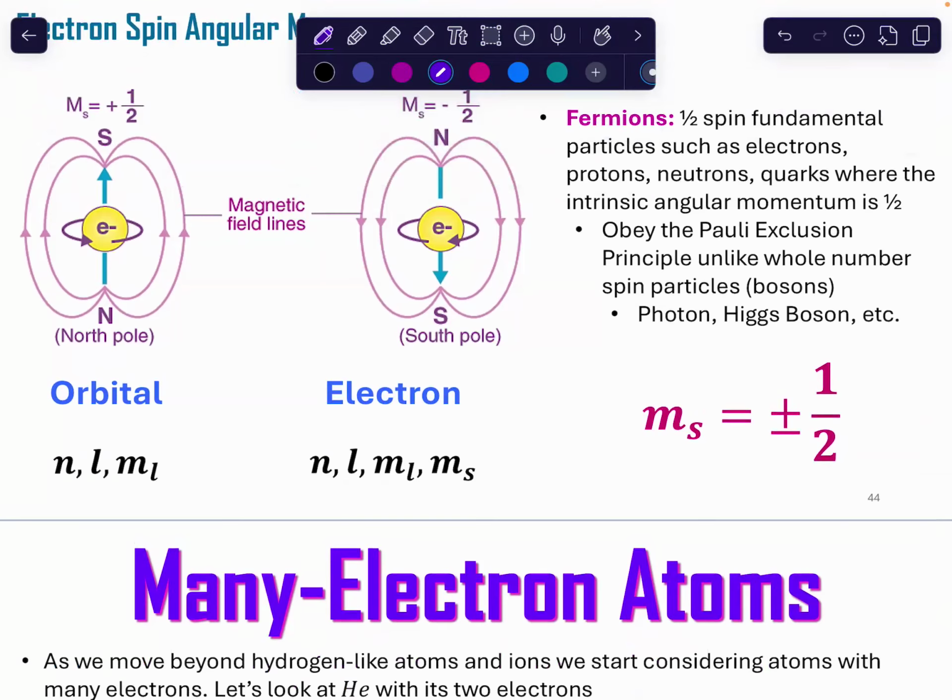And so we know each orbital is governed by three quantum numbers, n, l, and m sub l, and now we add the spin angular momentum quantum number. So n is your principal quantum number, l is your angular momentum quantum number, m sub l is your magnetic quantum number. And now each electron is going to be governed by four quantum numbers: n, l, m sub l, and now your spin angular momentum quantum number, m sub s.